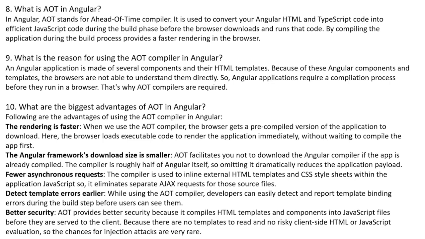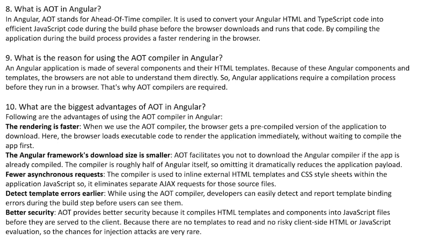Question 9. What is the reason for using the AOT compiler in Angular? Answer. An Angular application is made of several components and their HTML templates. Because of these Angular components and templates, the browsers are not able to understand them directly. So, Angular applications require a compilation process before they run in a browser. That's why AOT compilers are required. Question 10. What are the biggest advantages of AOT in Angular?